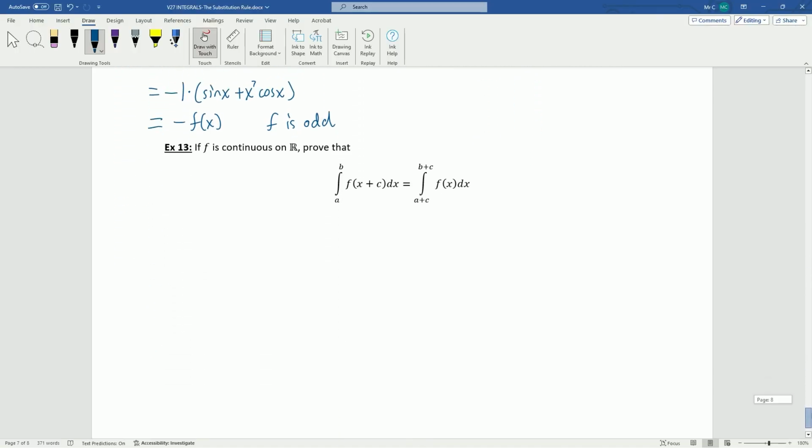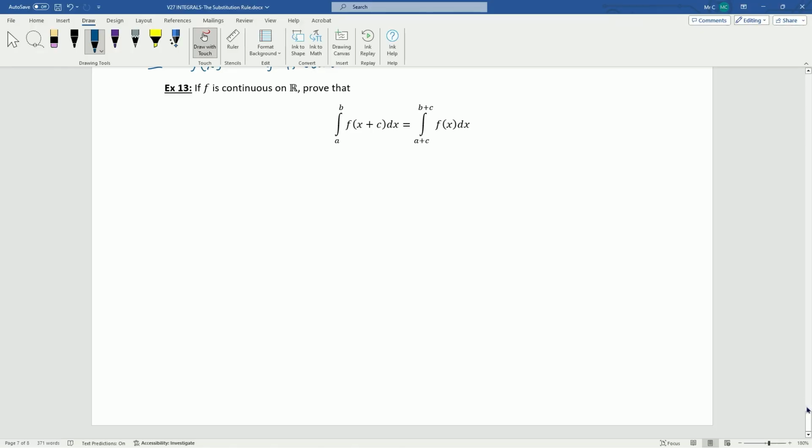Okay, now we're going to take a look at one last example applying the substitution rule. If f is continuous on the real numbers, prove that the integral from a to b of f of x plus c dx equals the integral from a plus c to b plus c of f of x dx. If you're asked to prove something like this, and you see you've got an inner function x plus c here, odds are you should just try making a substitution. Don't worry too much about coming up with some tricky approach. You know the substitution rule, try to use it.